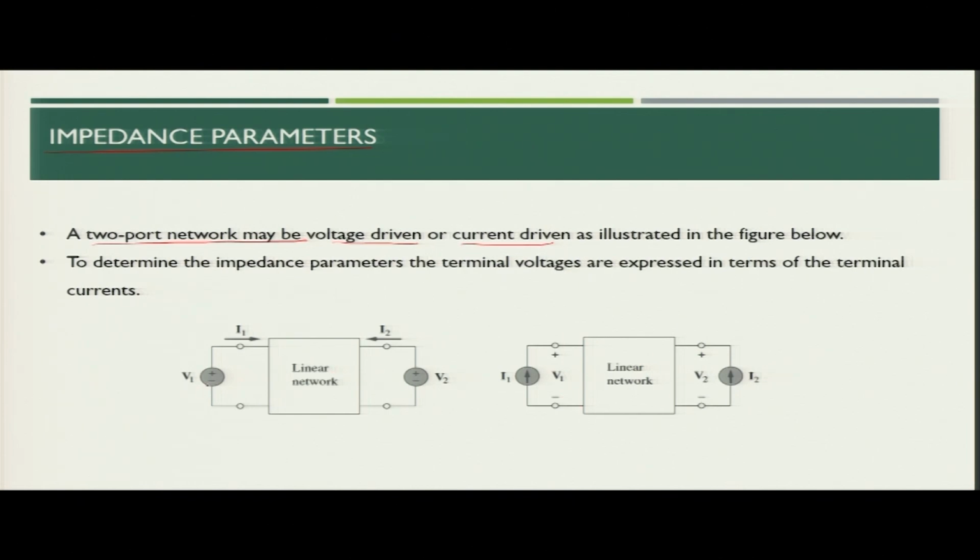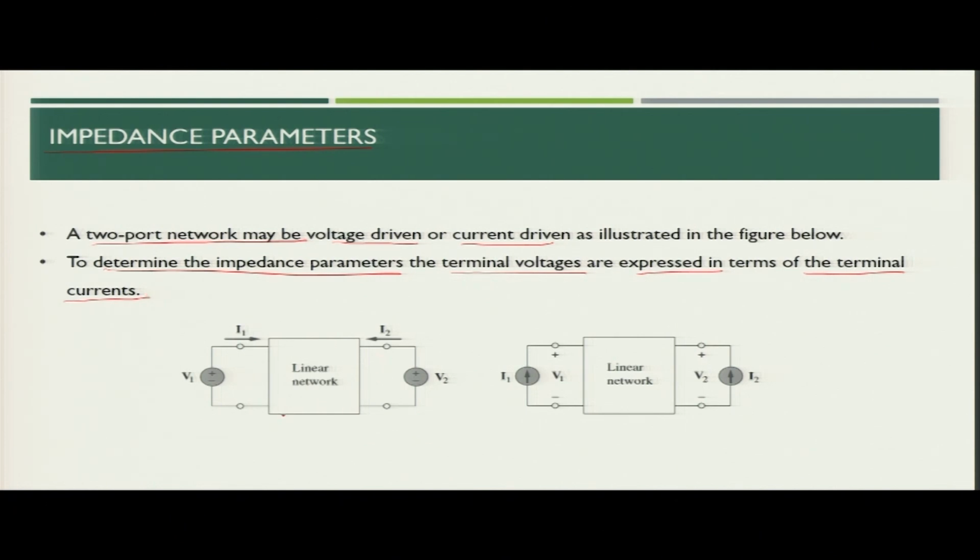Here at both sides we are applying the voltage source and the current is flowing into the network, or we can apply current source at both sides so that it flows inside the network. Now, to determine the impedance parameters, the terminal voltages are expressed in terms of their terminal currents. So, how will we represent this?